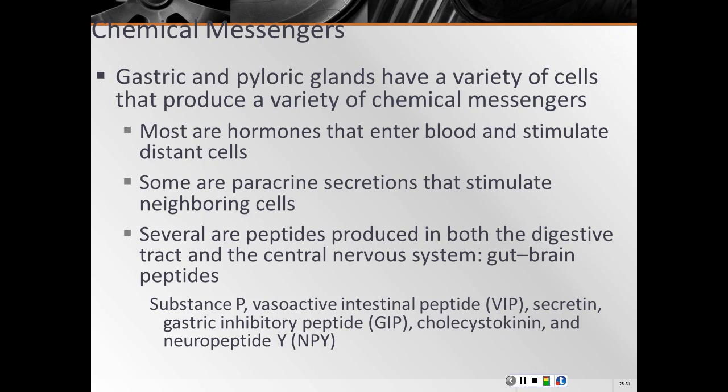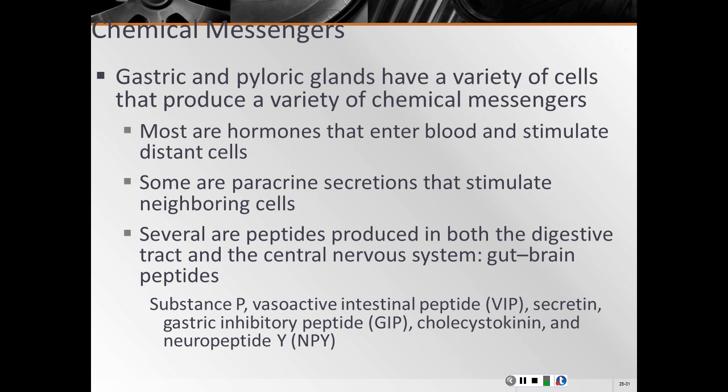Now, as many as 20 chemical messengers are produced by the enteroendocrine cells of the gastric and pyloric glands. Most are hormones that travel in the blood to distinct target cells, and some also behave as paracrine secretions. Several are peptides produced in both the digestive tract and the CNS, the central nervous system, and are thus called gut-brain peptides.